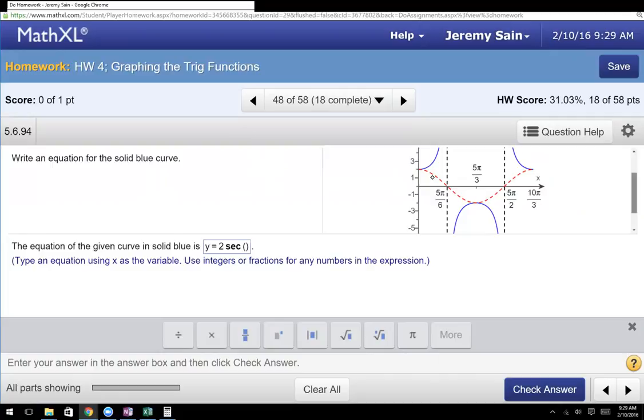So I just looked at the asymptotes. Instead of being at pi over 2, it's at 5 pi over 6. Next one, instead of being 3 pi over 2, it's at 5 pi over 2. So what do I multiply if I want to get those? Well, I multiply by 5 over 3.